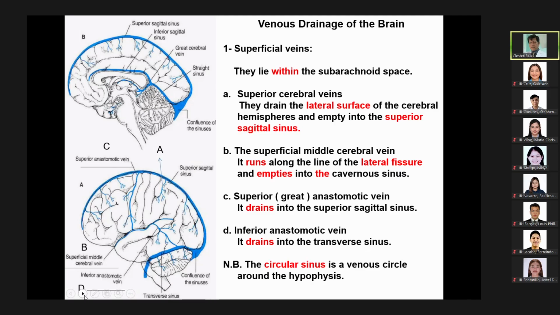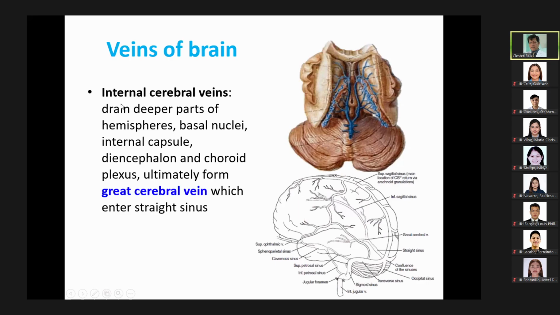Now let's go to the internal set of veins. Okay? The internal set of veins drain the interior of the cerebral hemisphere, specifically the basal ganglia, internal capsule, the diencephalon, the choroid plexus. And from these internal structures, the venous blood will eventually find its way to the internal cerebral vein, on both sides. Okay? Both of them will drain to your great vein of Galen, and the great vein of Galen will now find its way to the straight sinus.